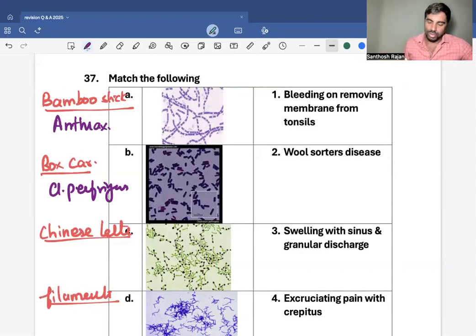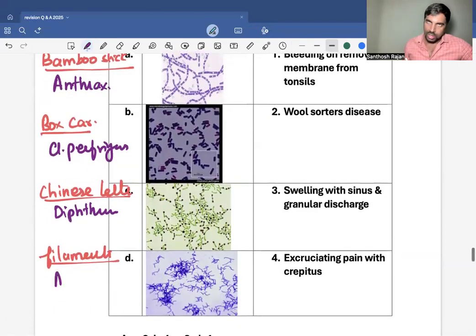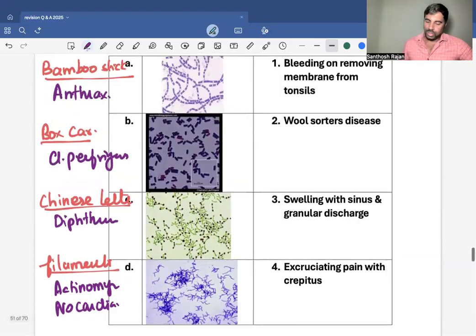Chinese letter, of course, always our diphtheria. Then, filamentous. Filamentous means you think about only two organisms, either Actinomyces or Nocardia. Bamboo stick, you see a bamboo stick, what is this? You remember, either Harry Potter or ulcer. Ulcer, got it. It's pulmonary anthrax, the most dangerous one.